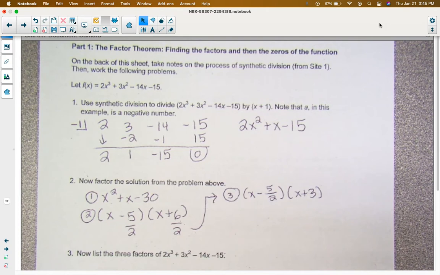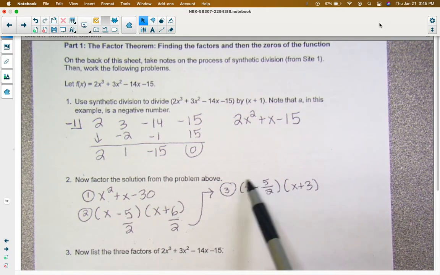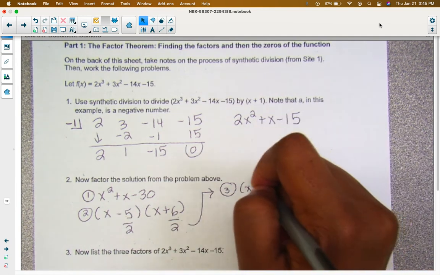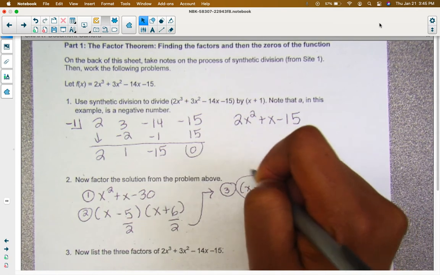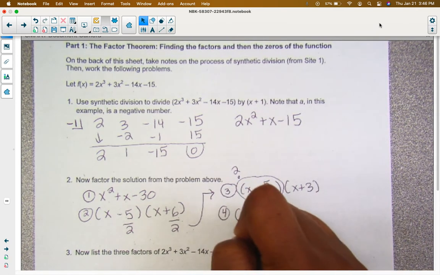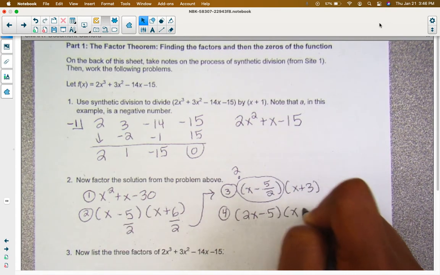And the last step, we get rid of fractions because you can't have a fraction if you're factoring. So I need to multiply this by the denominator. The denominator is 2. So we're going to multiply just this part by 2. So that is going to give us 2x minus 5 times x plus 3.